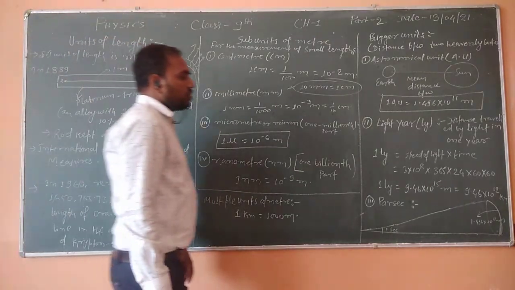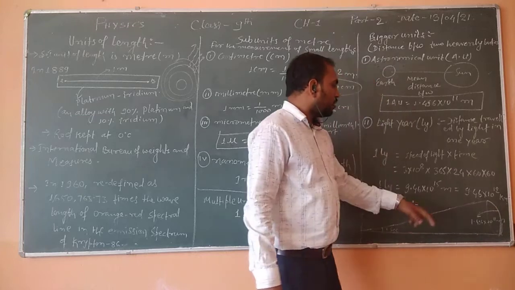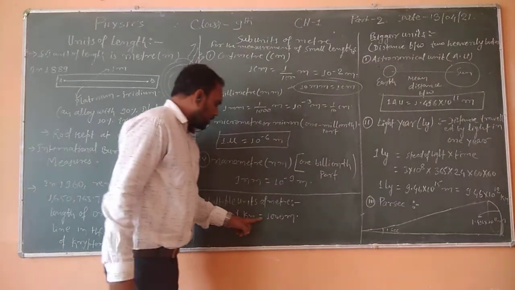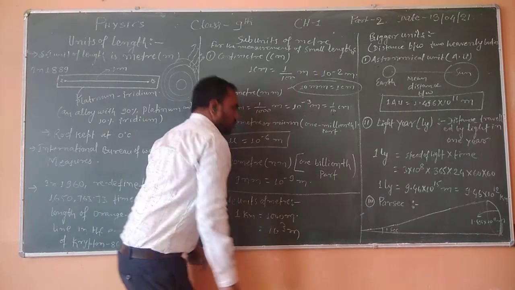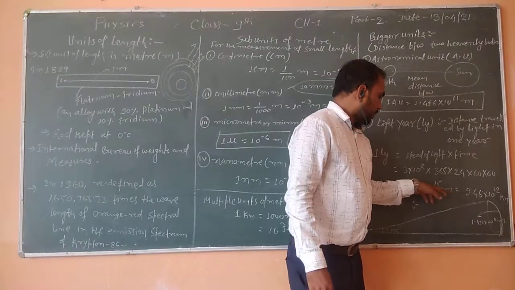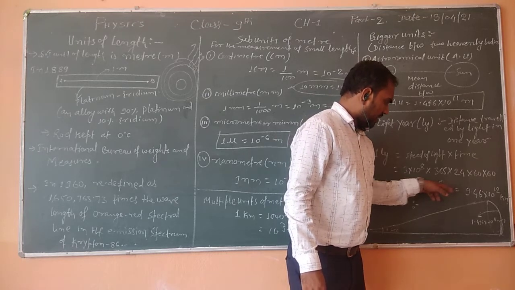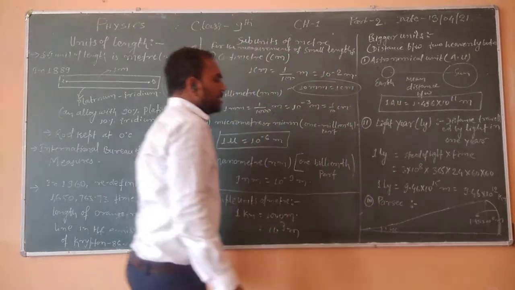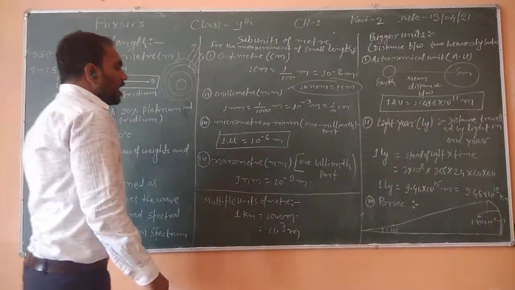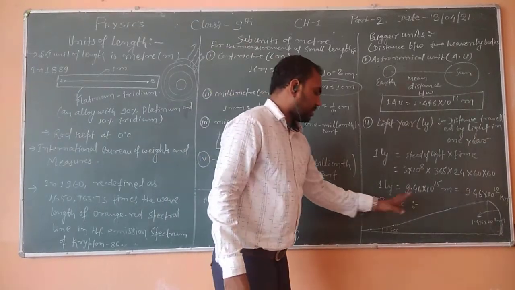That is also equal to 9.46 into 10 to the power 12 kilometer, because 1 kilometer is equal to 10 to the power 3 meter. So we have decreased the power by 3, and it becomes 9.46 into 10 to the power 12 kilometer. Okay. Now our next unit is parsec.